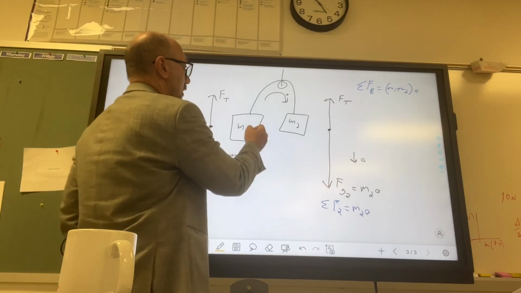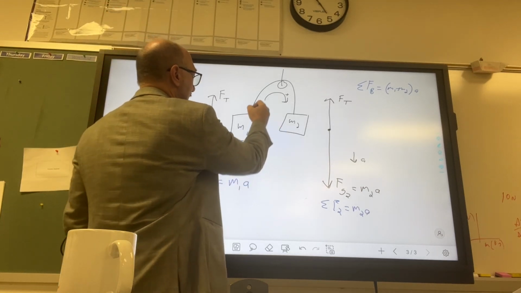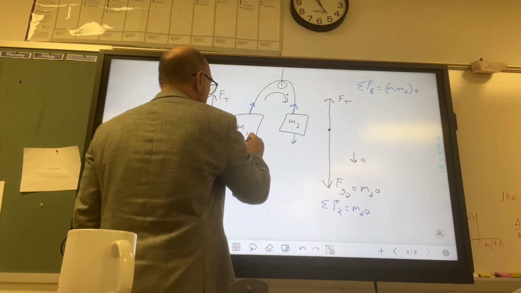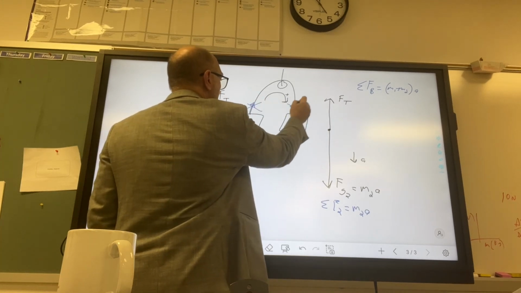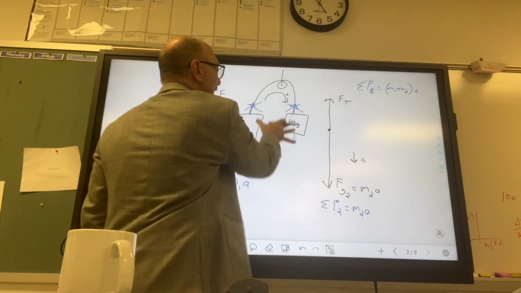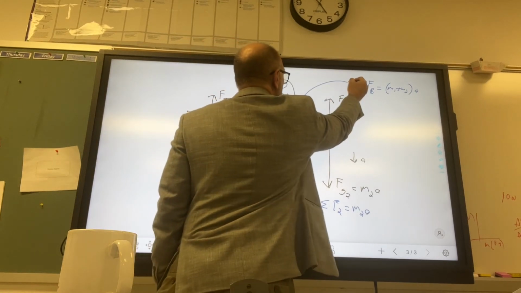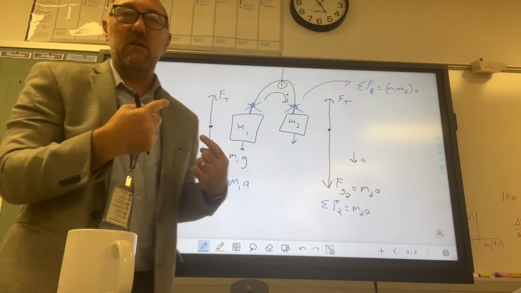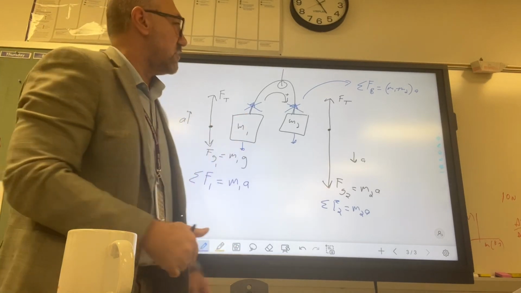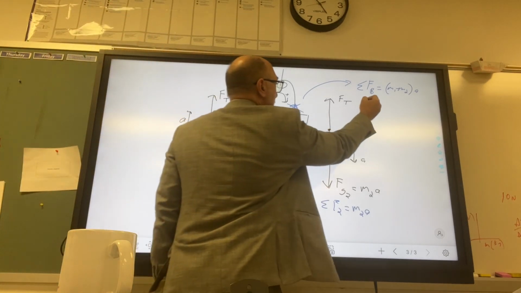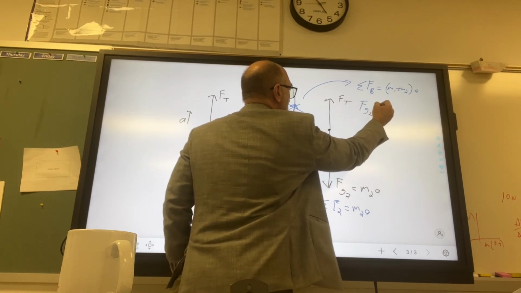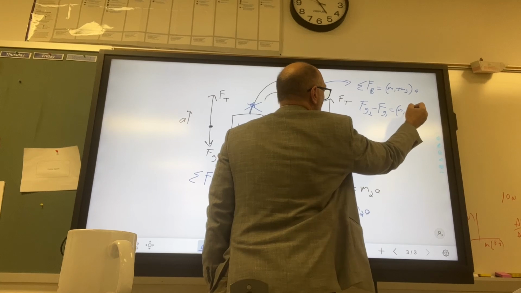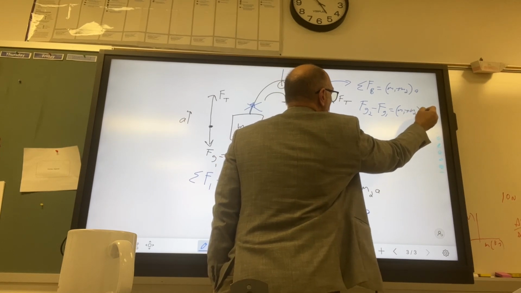With that in mind, this guy has tension, this guy has tension, this guy has gravity, this guy has gravity. But the tensions are going to cancel out when I'm looking at the whole system. So for this scenario where I'm looking at the whole system, those tensions are equal and opposite and they cancel each other. So what I'm left with is force of gravity 2 minus force of gravity 1 equals (m1 plus m2)a.